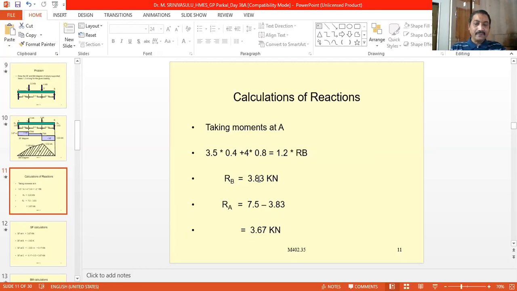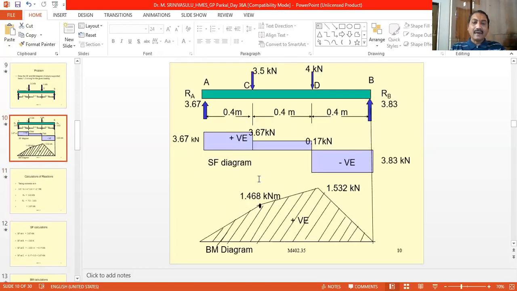Here RA and RB are not equal because this beam is not symmetrically loaded. Here 4 kN is acting, and here 3.5 kN is acting. The magnitudes of the forces acting are not equal.